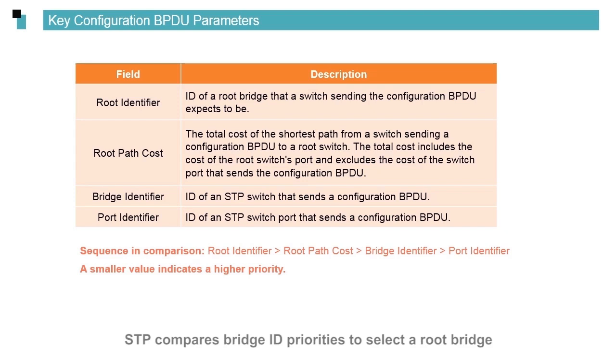STP compares bridge ID priorities to select a root bridge. The switch with a smaller priority value is selected as the root bridge. If the priority values are the same, the MAC addresses in the bridge IDs are compared, and the switch with a smaller MAC address is selected as the root bridge.